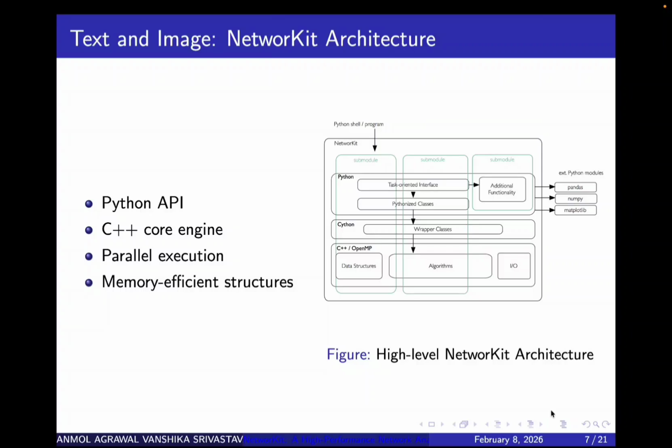This slide shows a high-level architecture of Networkit. On the user side, we interact with Networkit using the Python APIs, and internally the heavy computations are done in the C++ core engine. Algorithms run in parallel, improving speed. Memory-efficient data structures are used to handle large graphs. This design allows Networkit to be both user-friendly and extremely fast.